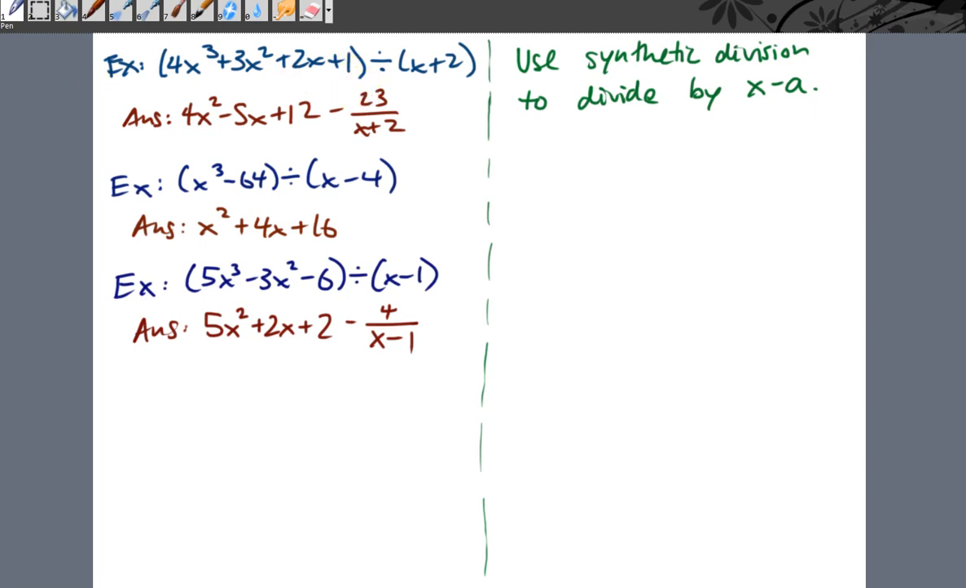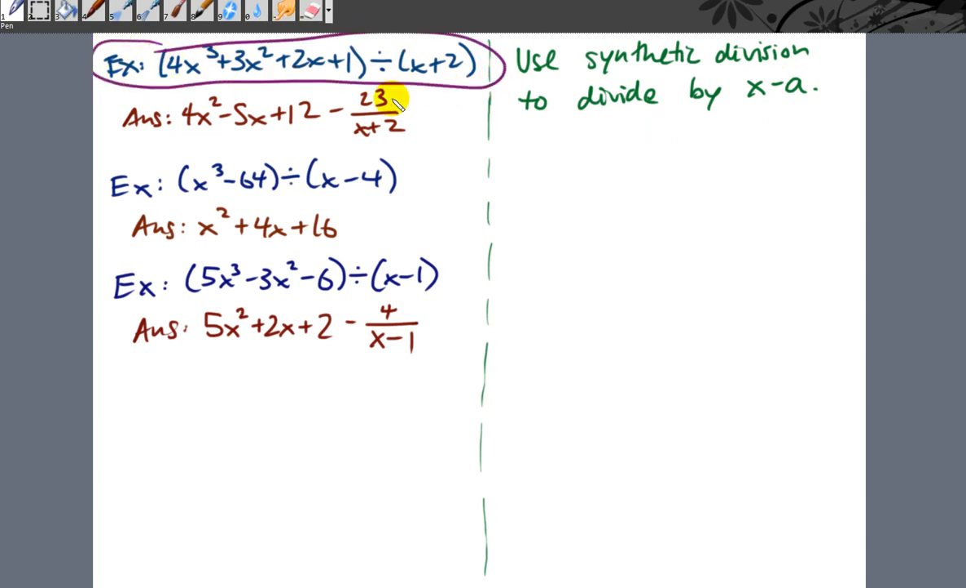Okay, so this little shortcut is this thing called synthetic division. So what we're going to do is we're going to use synthetic division to divide by anything of this form x minus a. So all of these divisors here, as you can see, they can be written in the form x minus a. So let's start off by doing that. So let's start off with this first example.